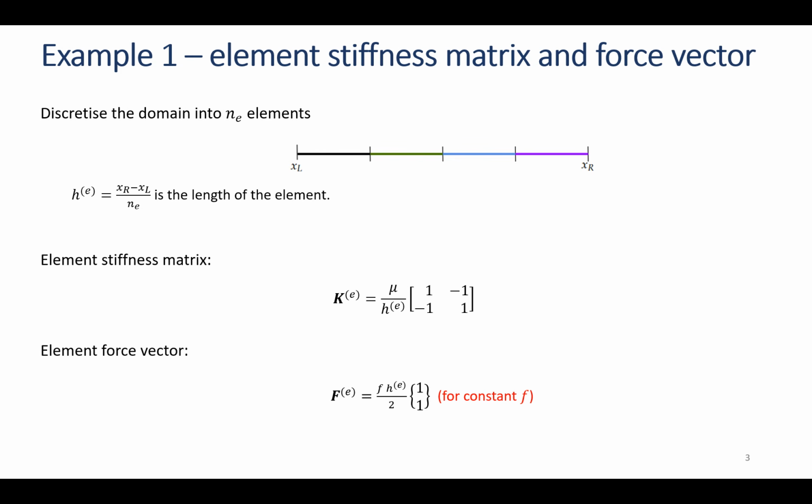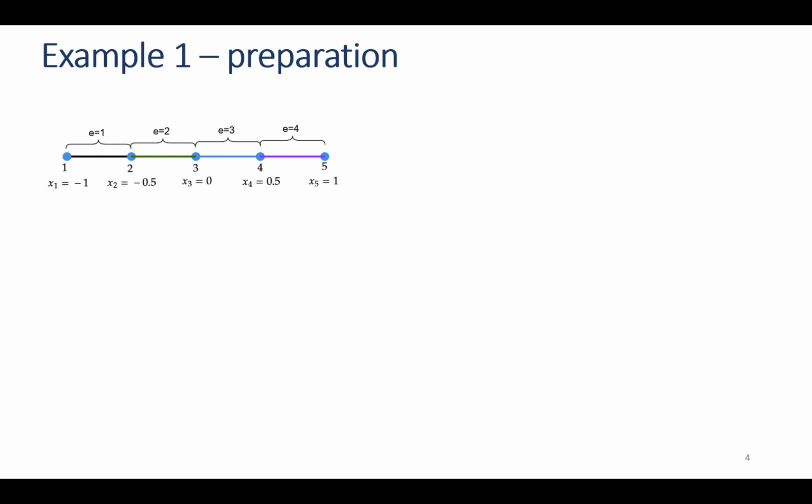Now that we know the element stiffness matrix and the force vector, let's see how to solve this problem using the finite element method. We said that we divide the domain into 4 uniformly spaced elements. So we get 5 nodes. These points are called nodes. We have 4 elements: element 1, element 2, element 3, and element 4, and we have 5 nodes: node 1, node 2, node 3, node 4, and node 5.